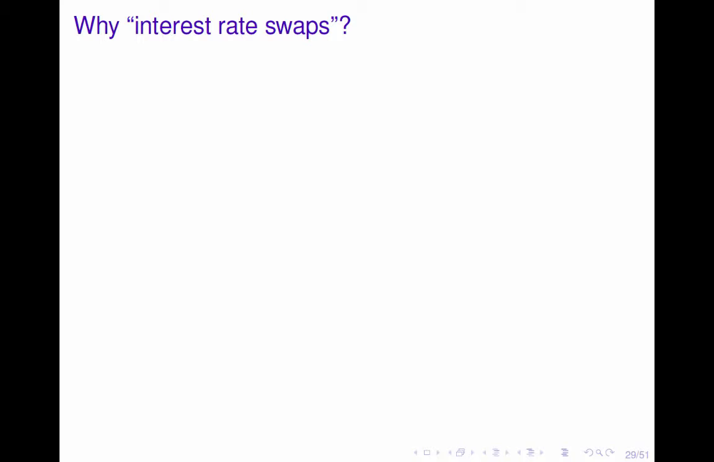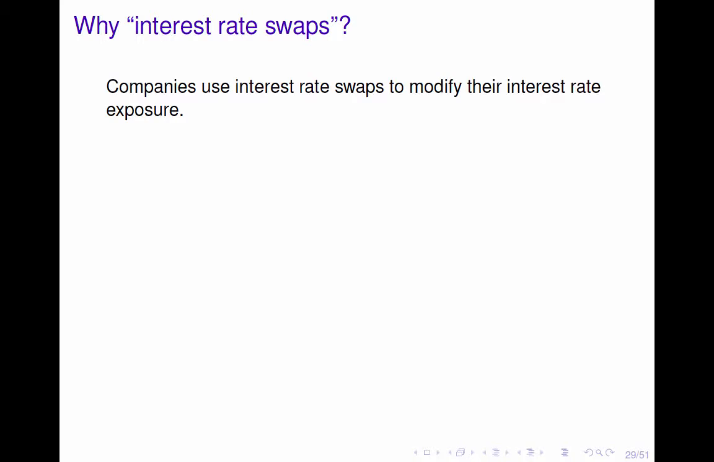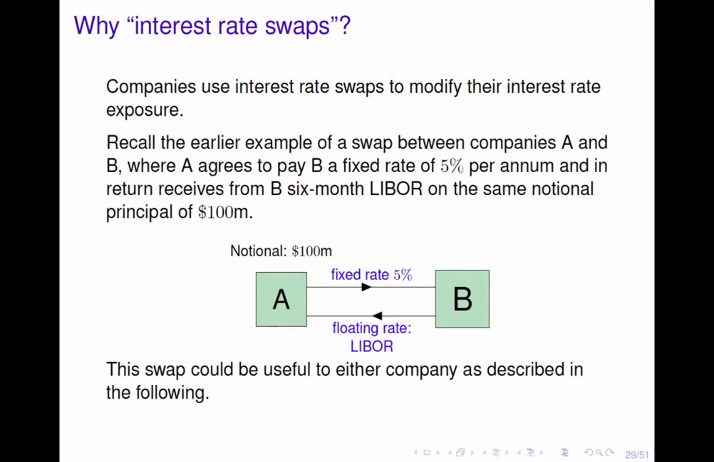Up to now, we know how to evaluate an interest rate swap. The next question is, why do we introduce such kind of financial instruments? In practice, companies use interest rate swaps to modify their interest rate exposure. Recall the earlier example of a swap between companies A and B, where A agrees to pay B a fixed rate of 5% per annum and in return receives from B 6 months LIBOR on the same notional principal of $100 million. This swap could be useful to either company in the scenarios described as follows.